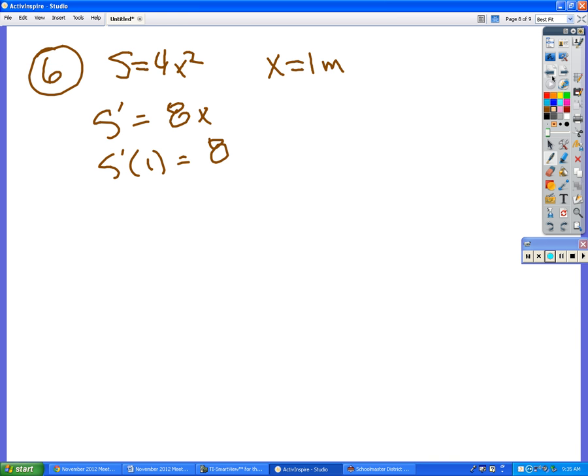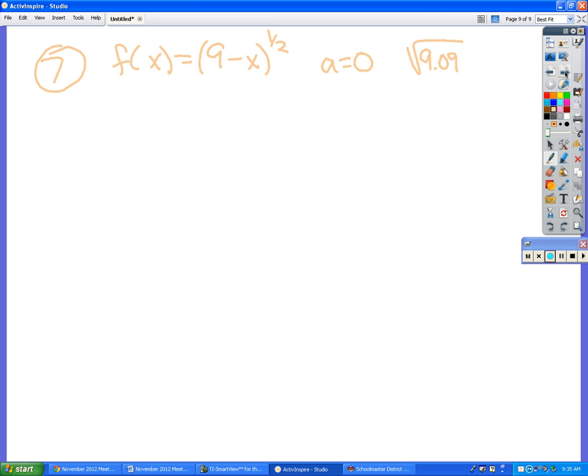Pretty dumb. When in doubt, take the derivative, plug it in. Good chance you're right. Why? I don't know. They explain it in the book. They have a big long explanation, just because it's the rate of change.